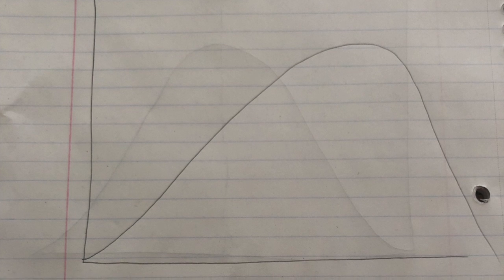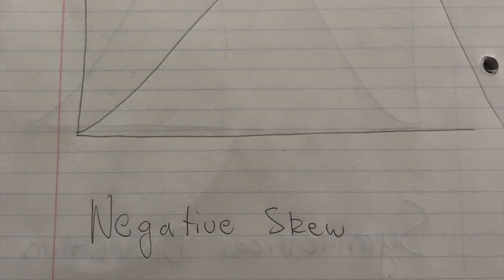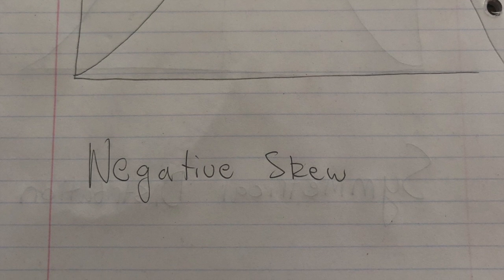A negative skew occurs when most of the data is found on the right side of the distribution. An example of this can be an easy college course, where the majority of students receive A's and B's, but a few unmotivated students still fail.